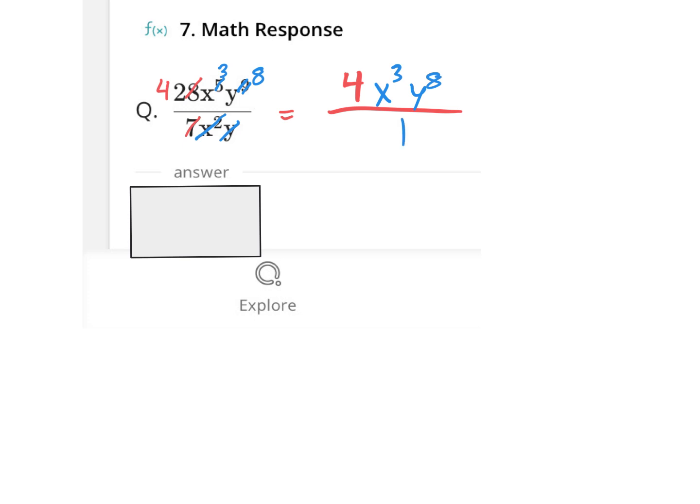You could put over 1, but in reality, you don't need divided by 1. It's just 4x to the 3rd, y to the 8th. When 1 is on the bottom, it's not necessary to write it. If 1's on top and everything else is on the bottom, you'd have to write the 1 up on top. But if 1's on the bottom, anything divided by 1 is that exact value, right? 5 over 1, what's 5 divided by 1? It's just 5. So right here, this divided by 1, it's just that. Okay, check out the answer. There it is.